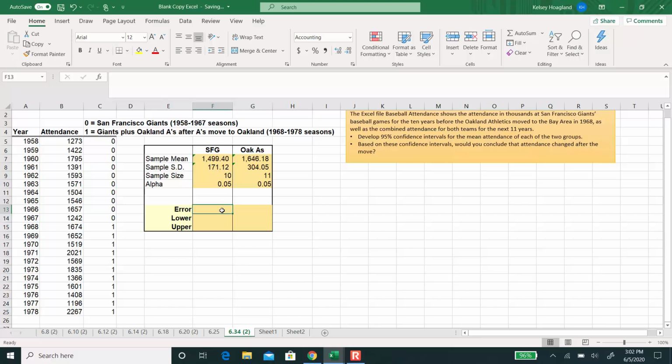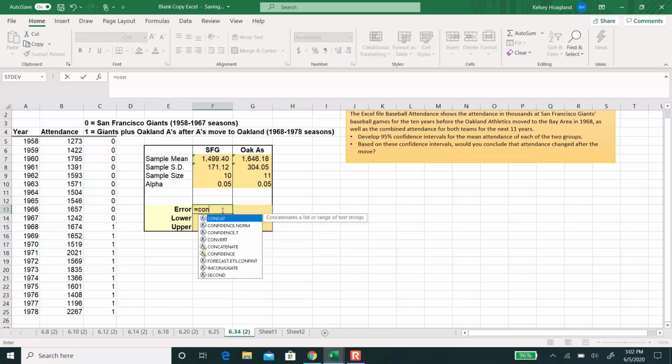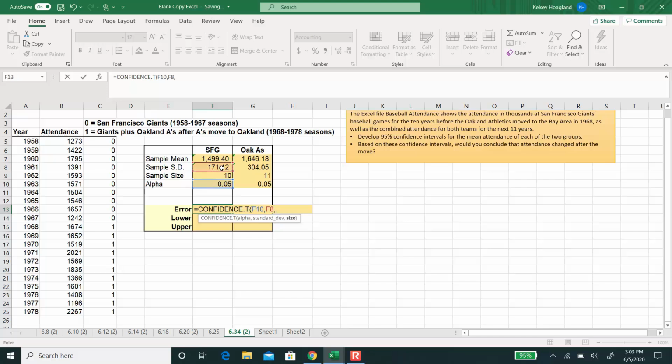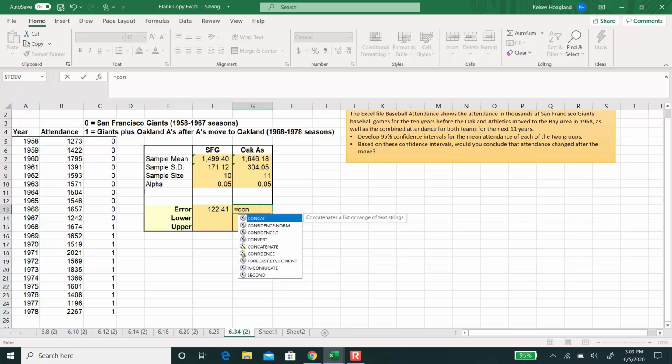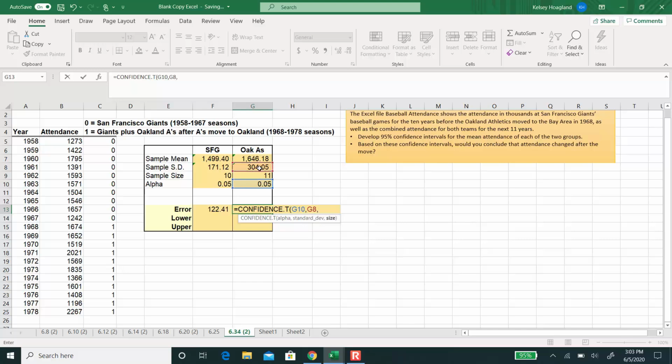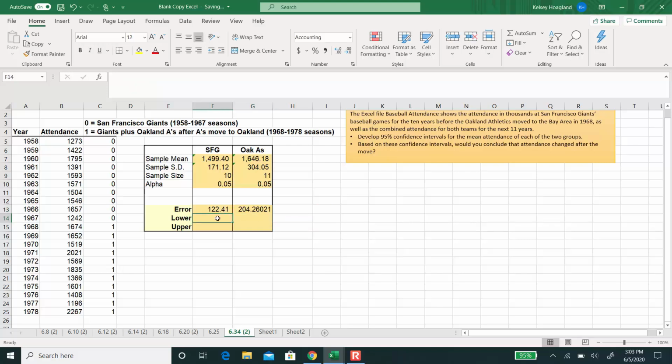Since the sample size is small and less than 30, we use the CONFIDENCE.T formula, which requires alpha, the standard deviation, and the sample size. And we get 122.41. Now we find the error using CONFIDENCE.T for after the Oakland A's, because the sample size is still small at 11. We plug in alpha, the standard deviation, and the sample size, and we get 204.